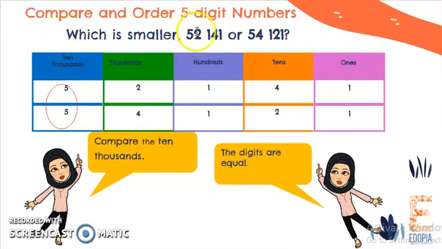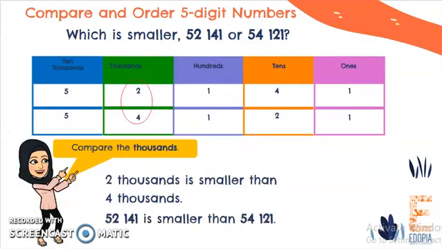Which is smaller, 52,141 or 54,121? Comparing the 10,000s, the digits are equal. This means we are going to compare the next place value. Let's compare the thousands. Here we have 2 in thousands and here we have 4. 2,000 is smaller than 4,000. This means 52,141 is a smaller number than 54,121.